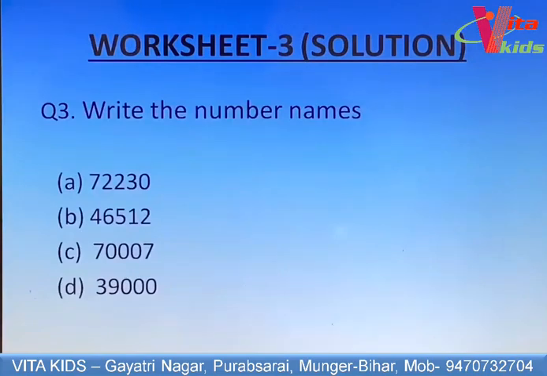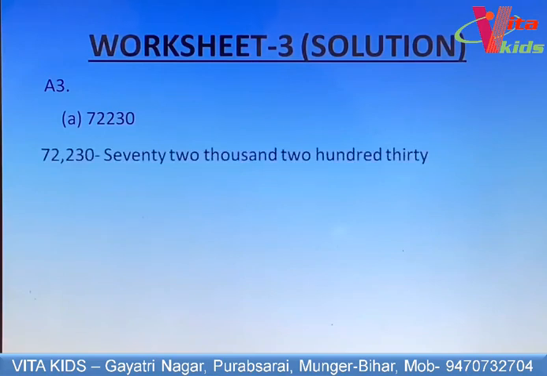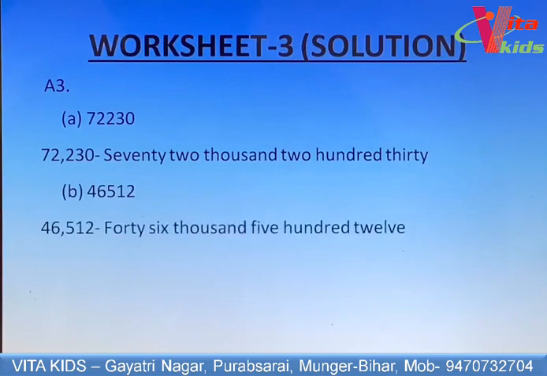Question number 3. Write the number names. The first one, 72230. So first we will put commas according to the Indian number system. For that we will take first 3 digits from the right, that is 0, 3 and 2, and then we'll place a comma. So number will become 72,230 and we will write it as seventy-two thousand two hundred thirty. The next number, 46512. Again we will put a comma, 46,512, and we will read the number as forty-six thousand five hundred twelve.